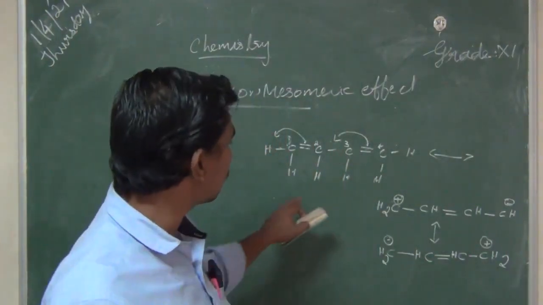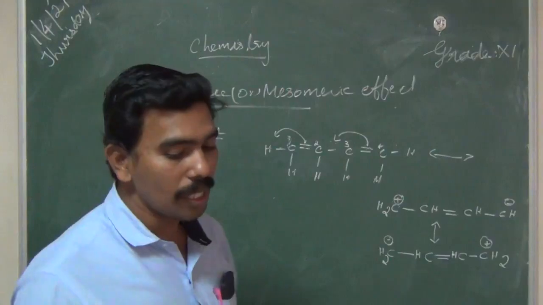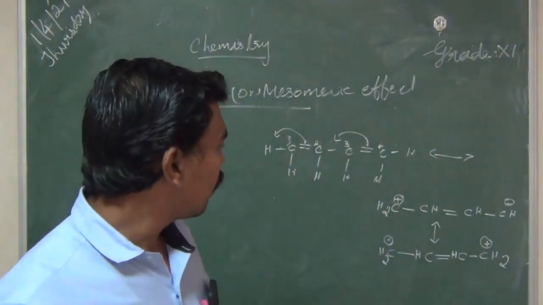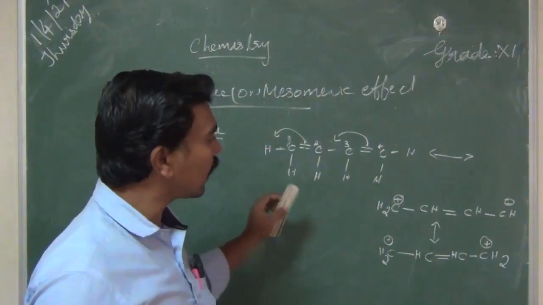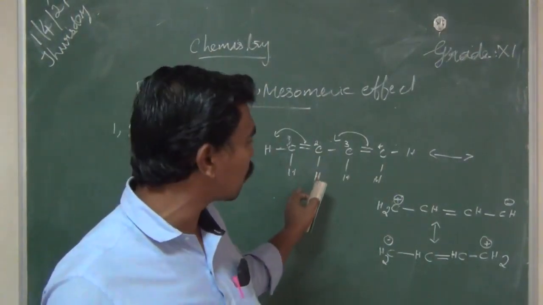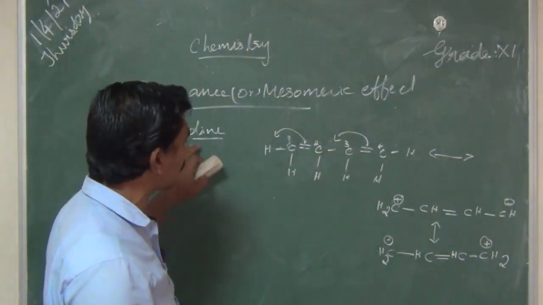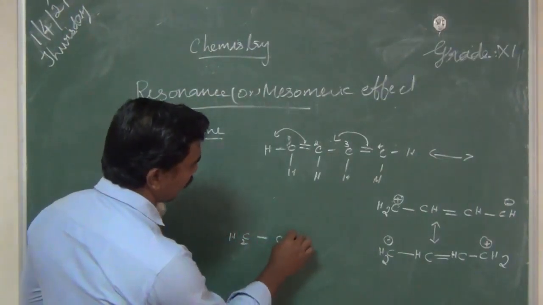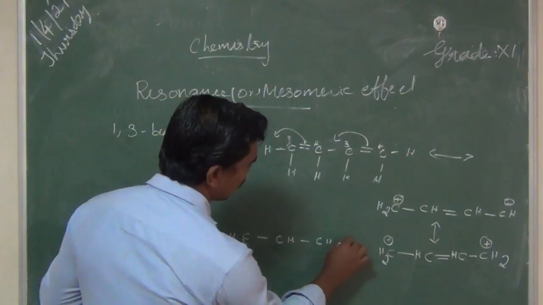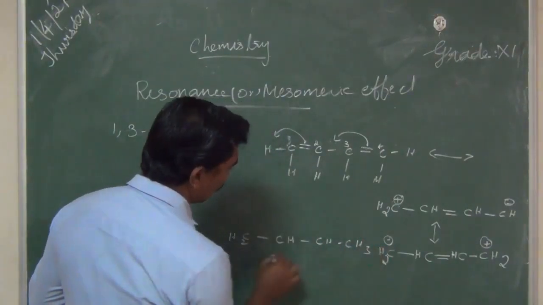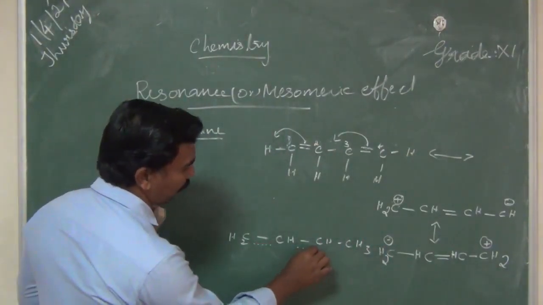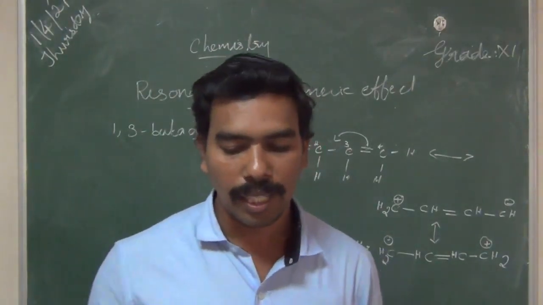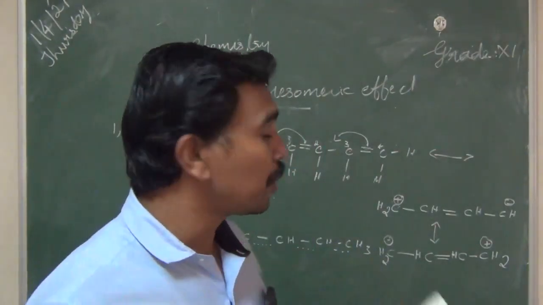Okay, this is the resonance structure of 1,3 butadiene. It is generally drawn that the Mesomeric effect for 1,3 butadiene, CH2, CH, CH, CH3, is indicated by a dotted line, because the pi bond is shifting. Okay, then this is the resonance or Mesomeric effect.